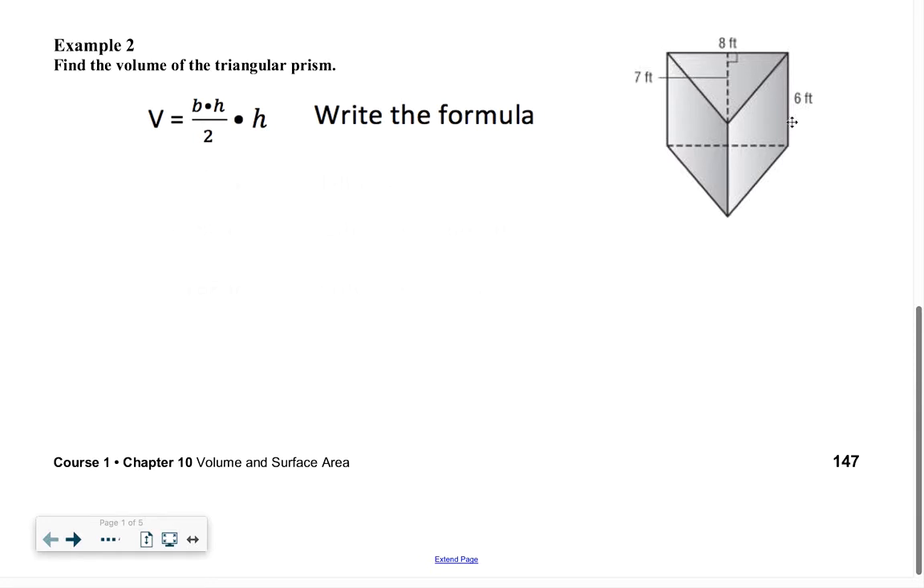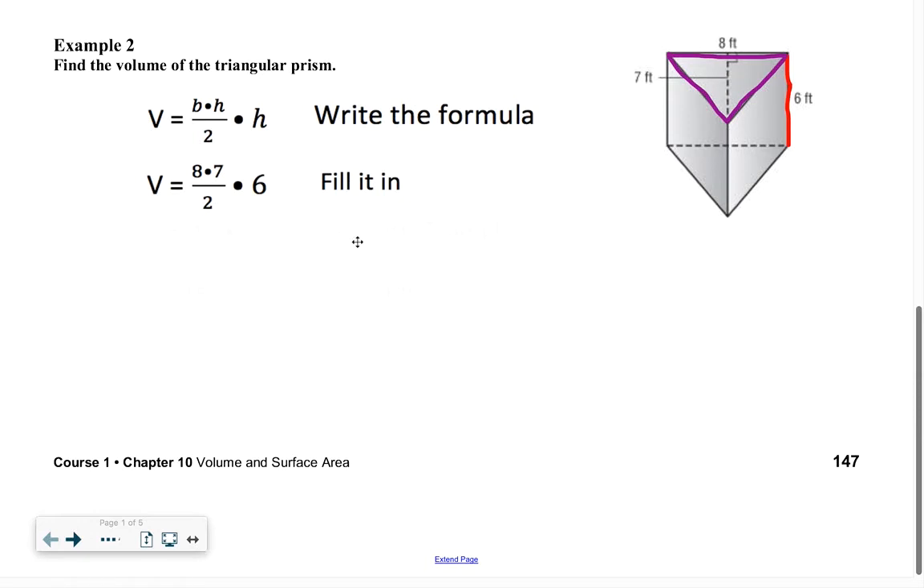I then am going to look, where's my triangle? My triangle's right there. And then I'm going to look at the height of the entire prism that's connecting this triangle and this triangle, which would be this line. So now I'm going to fill it in. I have 8 times 7 divided by 2, which gives me my triangle, times 6, the height of the entire prism.